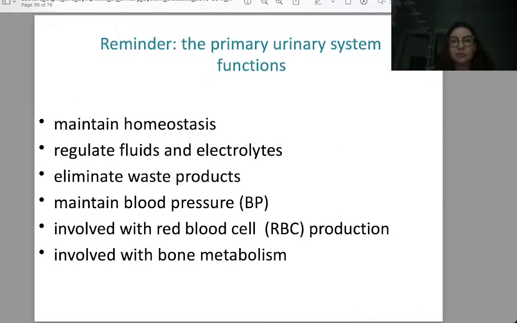And a short reminder for you about the primary urinary system function. For what we need kidneys. Hope you remember from physiology, but let's remind. Functions of the urinary system: to maintain homeostasis, to regulate fluids and electrolytes, to eliminate waste products, to maintain blood pressure, involved with red blood cell production, involved with bone metabolism.